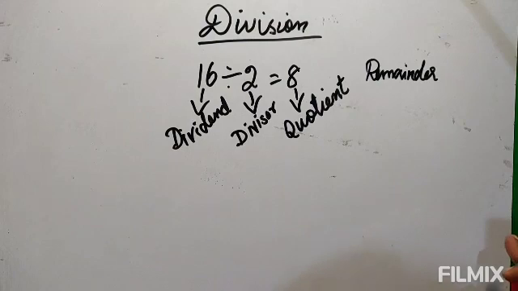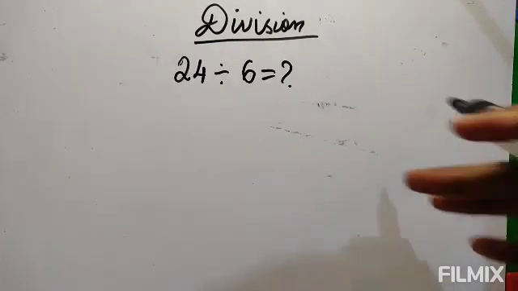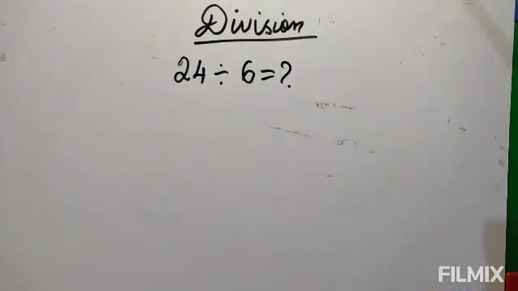Okay, now next let us learn some more about division. I already told you that division is repeated subtraction. So let's see how we can find the division answer by subtracting. Now we have to get the answer: 24 divided by 6 equals what? That answer you have to get.